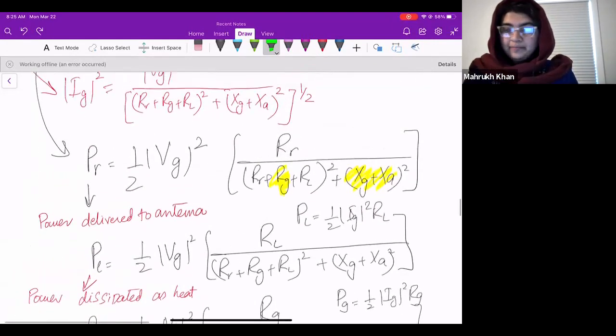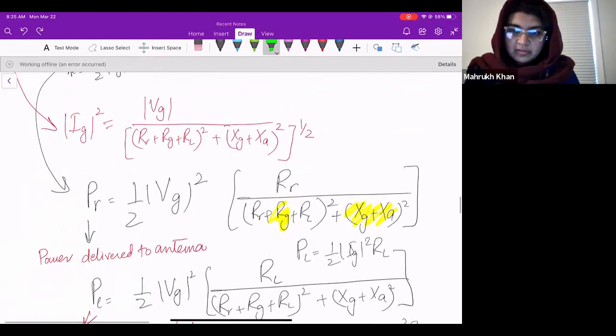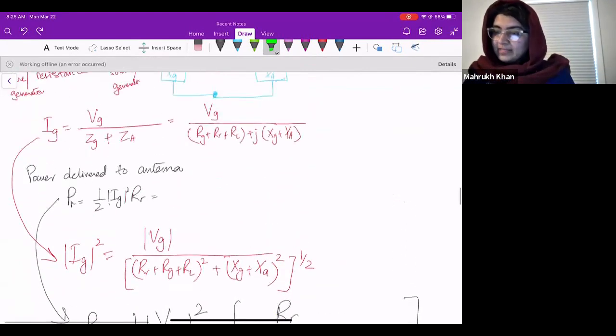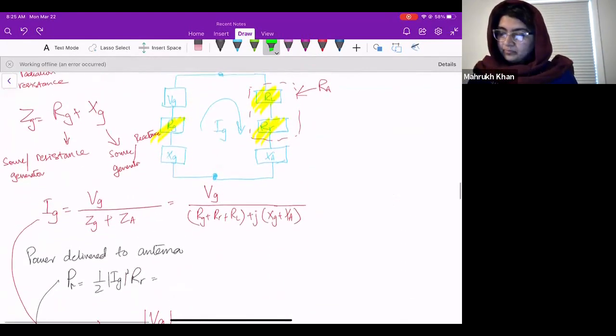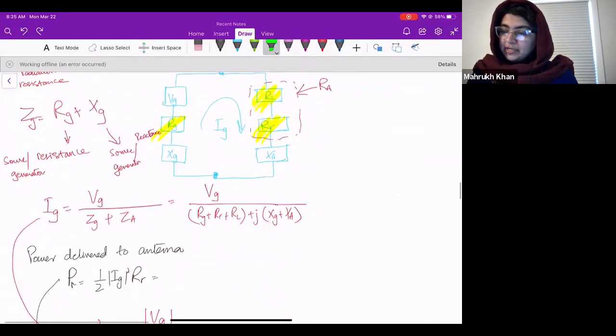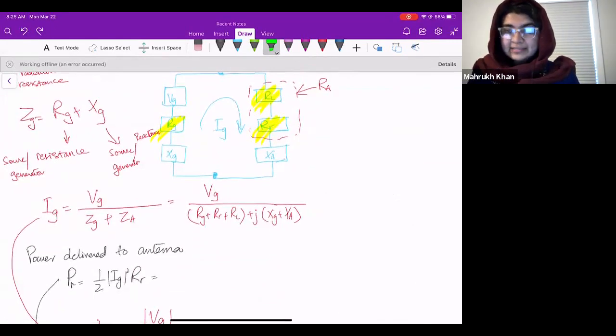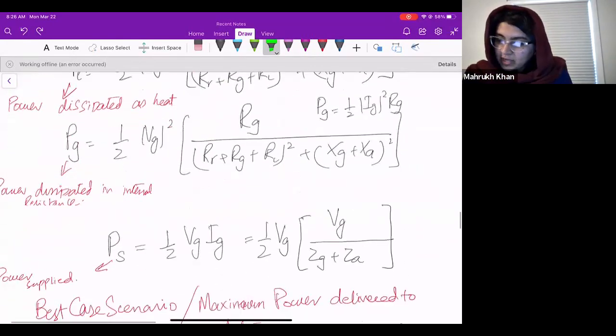Now we said that, okay, these are the power dissipations. How can we calculate the maximum power transfer? What is the best possible scenario? In the best possible scenario, we may not have the reactances. It means that we have the conjugate matching condition, in which one reactance is equal to minus the other reactance so that they get canceled. So that's what we have done here.